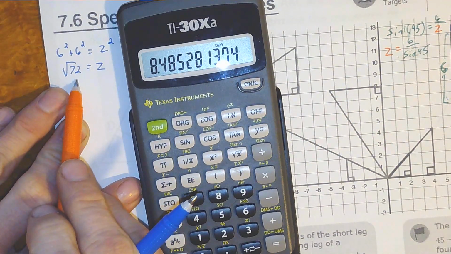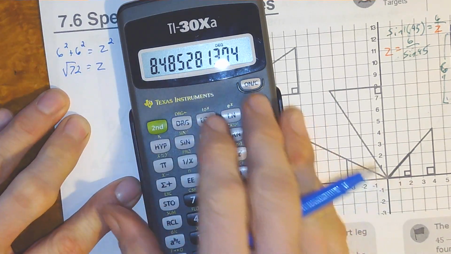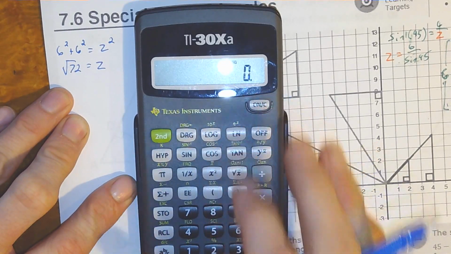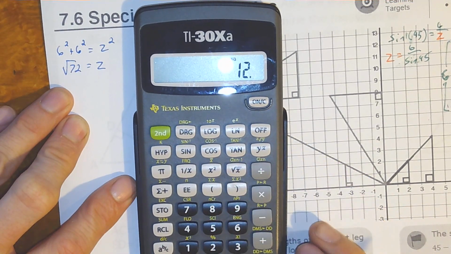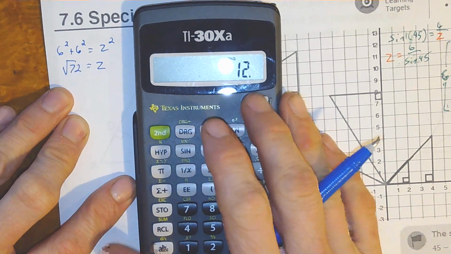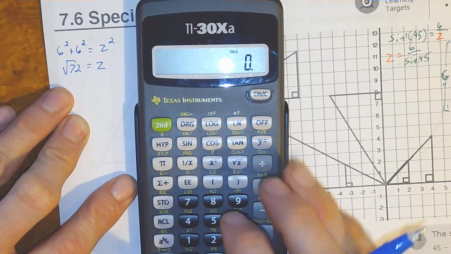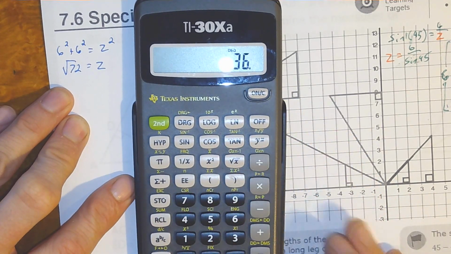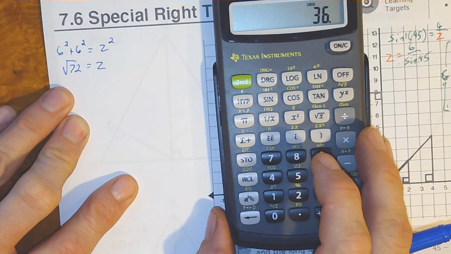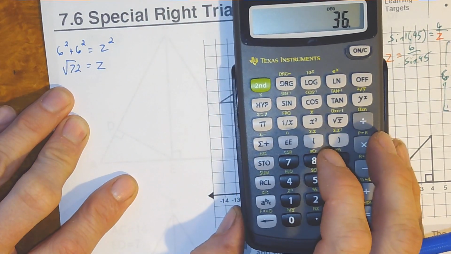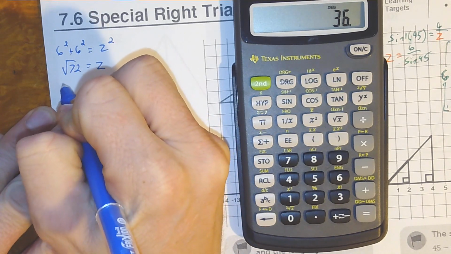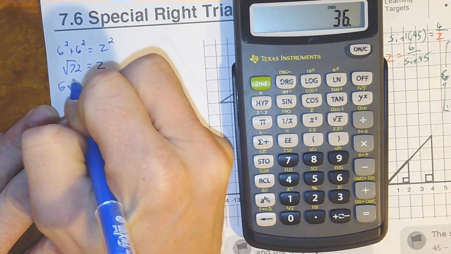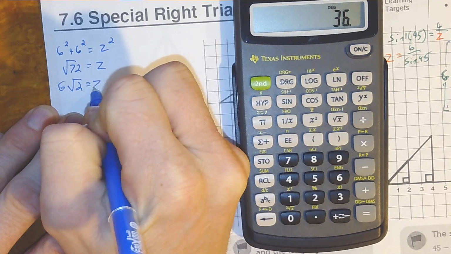But this isn't simplified. I can say, what is 72? I bet 6 is in there somewhere. Yeah, 6 is in there somewhere, but that's not cool. But how about 2? 72 divided by 2 is 36. Cool. 36 is a perfect square. I can take 6 out of that, because I take the perfect square. That's 6 times the square root of 2 equals z.